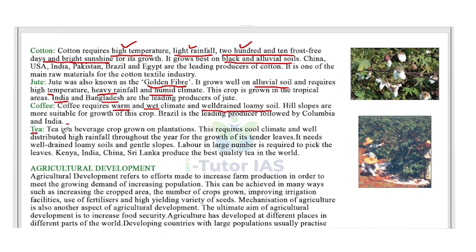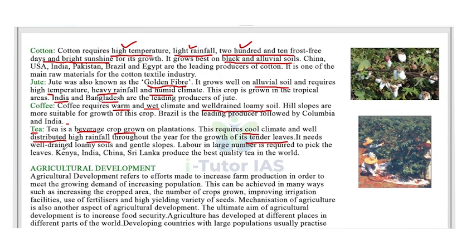Next one is tea. It's a beverage crop grown on plantations. It requires a cool climate and well distributed high rainfall throughout the year for the growth of its tender leaves, which are used to make the tea.